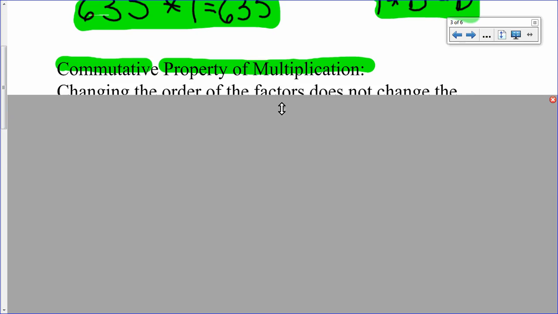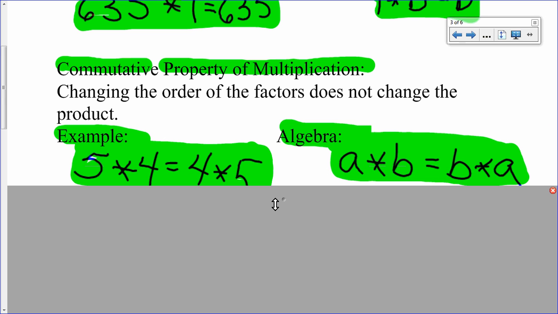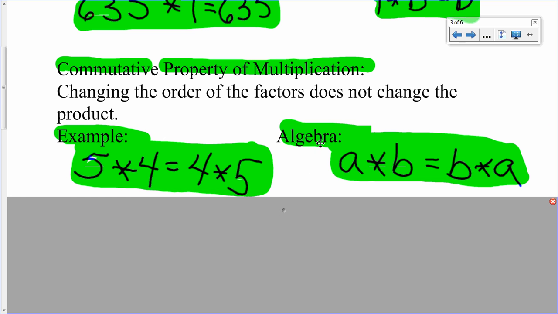The next property is the commutative property of multiplication. And that says changing the order of the factors does not change the product. So we can have 5 times 4 and it's going to be equal to 4 times 5. Algebraically, A times B is going to be equal to B times A.